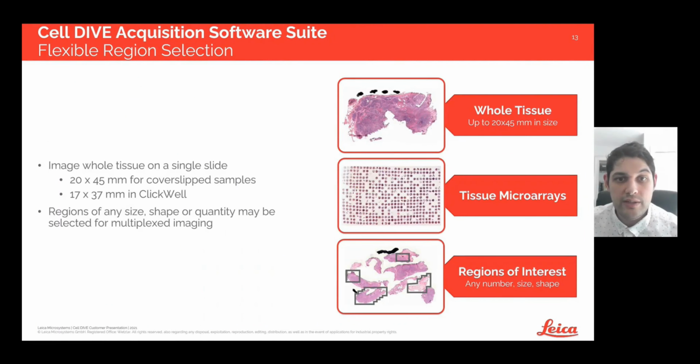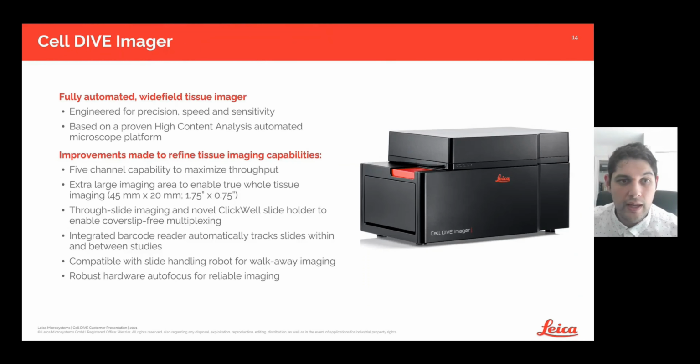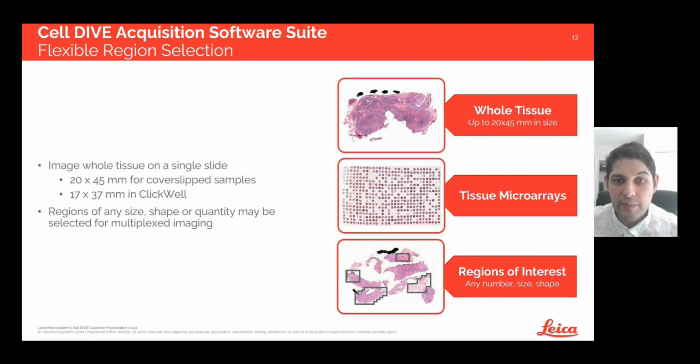You can select regions of any size and number that are of interest to you. The system is compatible with very large tissue areas, 20 by 45 millimeters. And from those large tissues, you can see here at the bottom, apologies, that you can subdivide that into any regions that you're interested in.